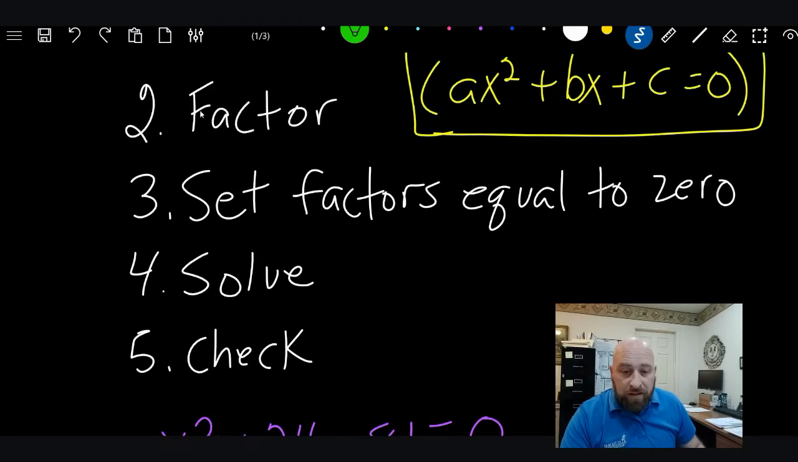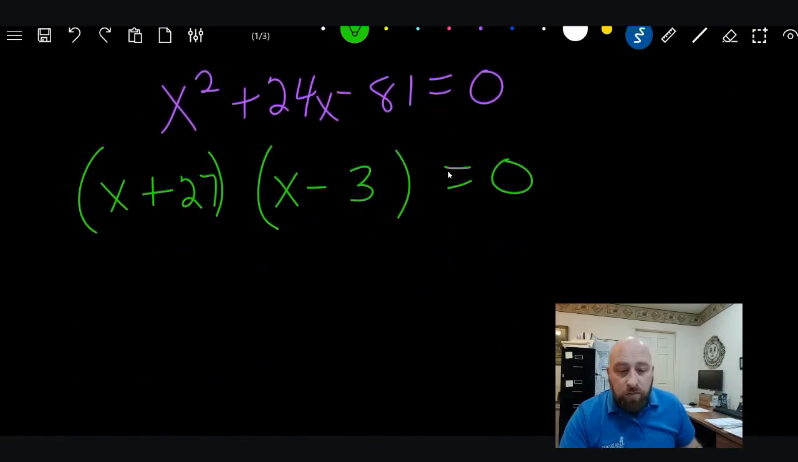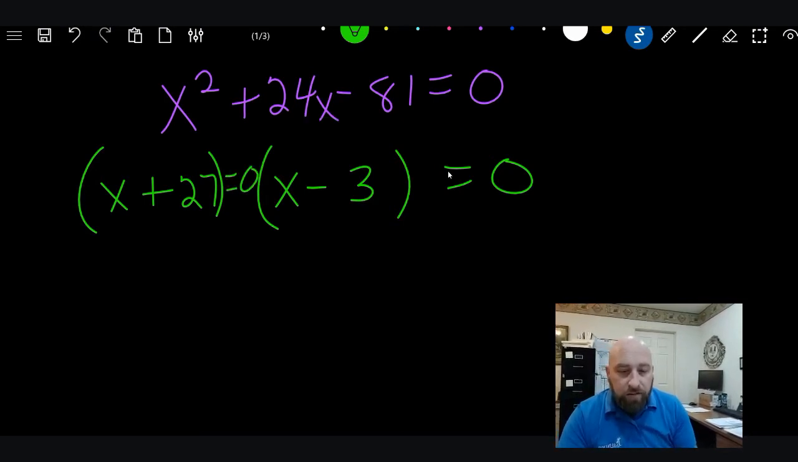Okay. So that is step number 2, factor. Step number 3, set factors equal to 0. Set the factors equal to 0. So now we're going to take this equal sign basically, and we're going to apply it to both of them. So I'm just going to do it right here, that easy right there, okay? So I just snuck that little 0 right in there to save me a little bit of time.